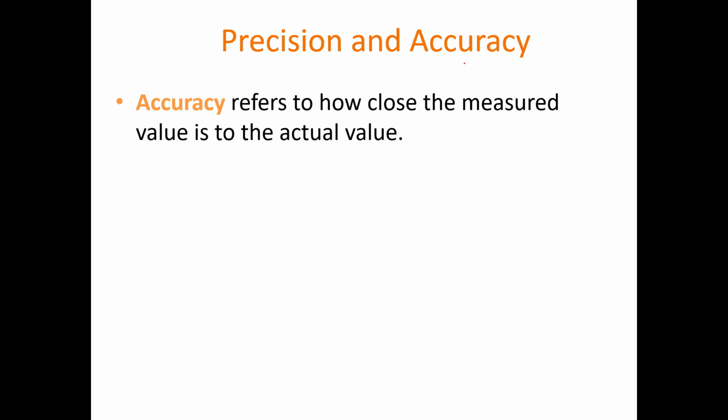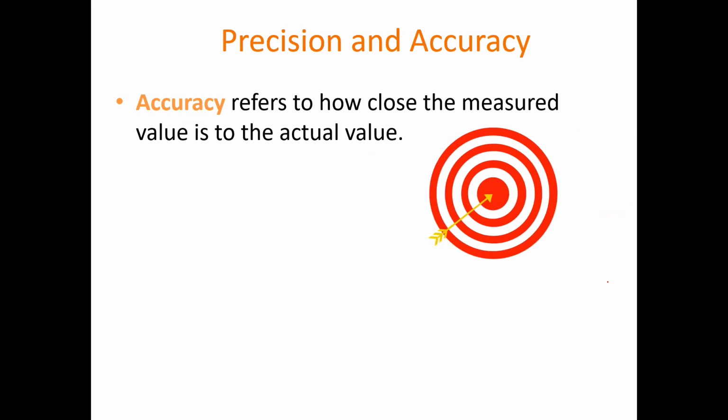So accuracy refers to how close the measured value is to the actual value. You can kind of think of it as hitting the nail on the head, that expression. Another way of thinking of it is you can consider it as hitting the target right in the bullseye. So accuracy is how close you are to the target.